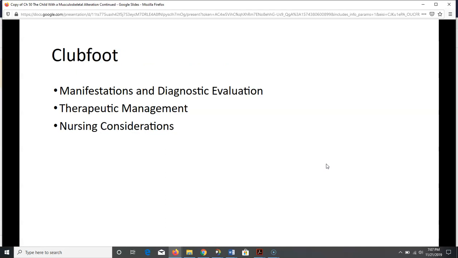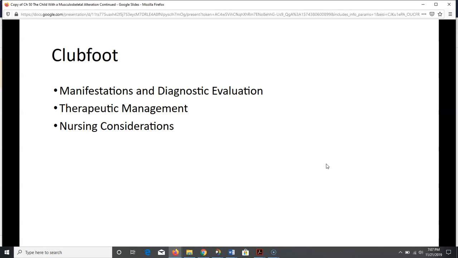Clubfoot represents a congenital dysplasia of all tissue, which means bone, muscle, ligaments, nerves, and blood vessels below the knee. Clubfoot can be diagnosed prenatally by ultrasound. Radiographic imaging is rarely used or necessary for assessment of a clubfoot. The deformity is easily recognized on clinical examination.